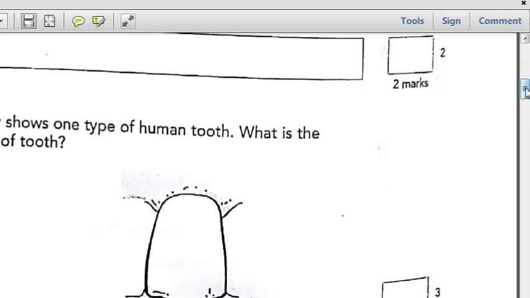The picture below shows one type of human tooth. What is the name of this type of tooth? Flat teeth, flat crown. So this is incisor.